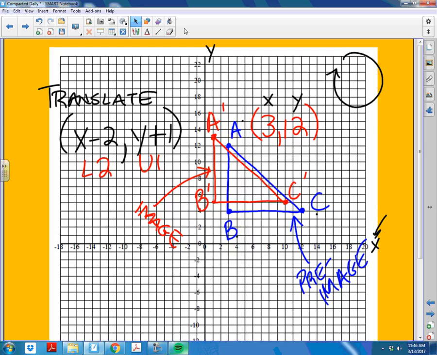Yeah, exactly. You're just basically going backwards. Okay? So just make sure you're aware of what image and pre-image are, that you're aware of how a translation works, and then you're in good shape. Remember, your test for a translation is that it must always be oriented the same. Any questions on that at all? Good to go? All right.